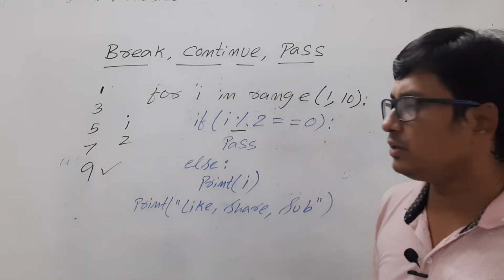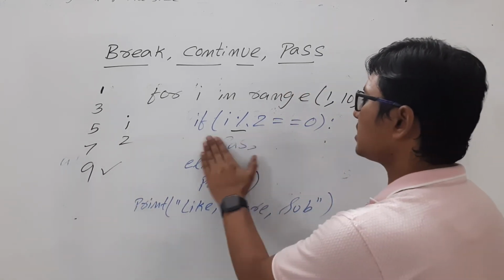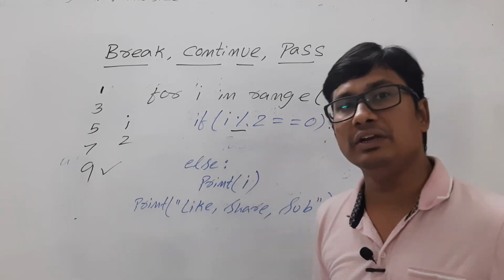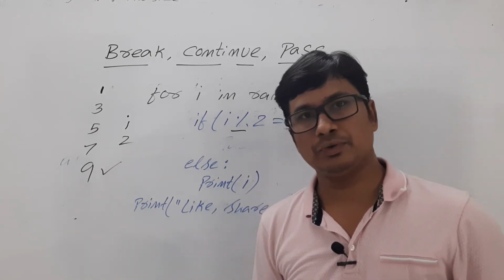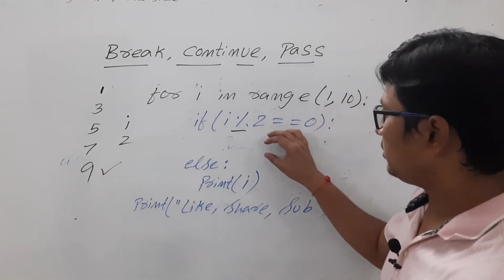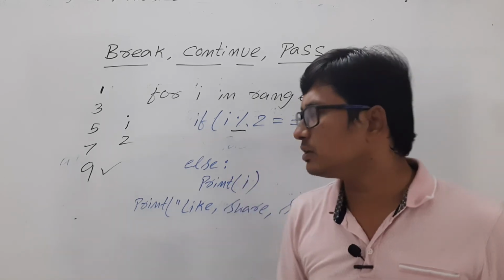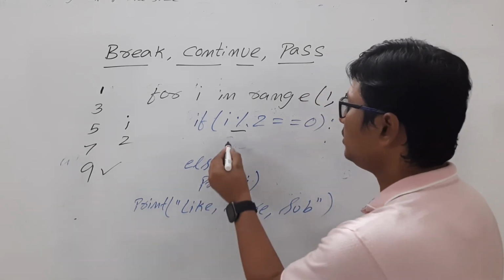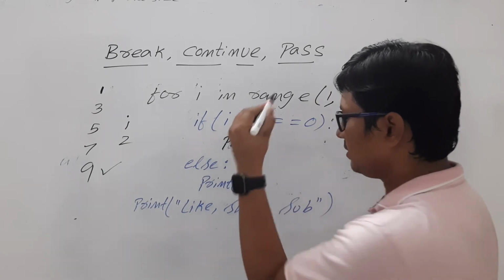This is the output. Then you can ask me, sir, instead of pass I will not write anything. Then you will get an error. Are you able to understand it? Because you need to write a statement, but you don't want to execute any statement. So in that case, you will write the pass statement.